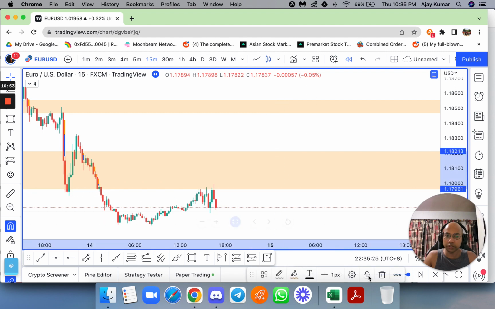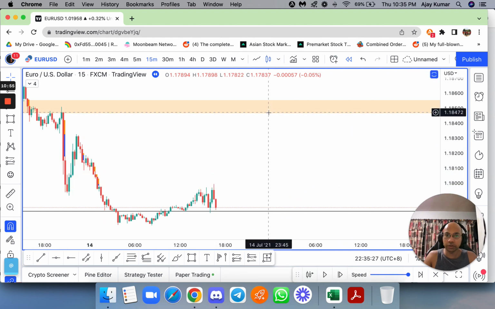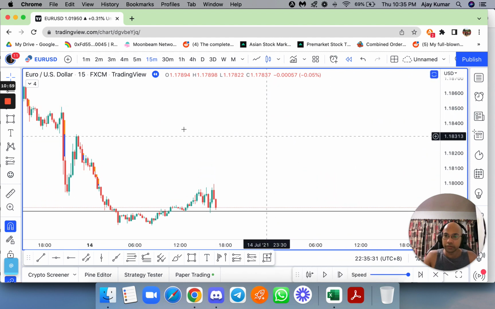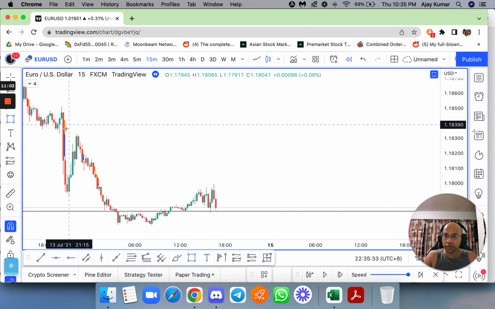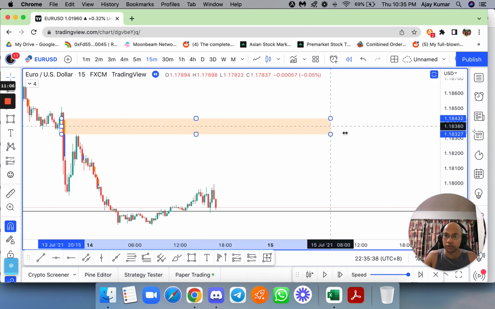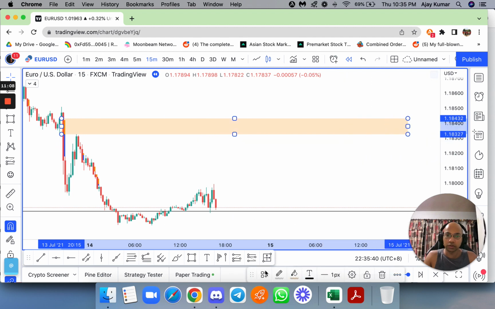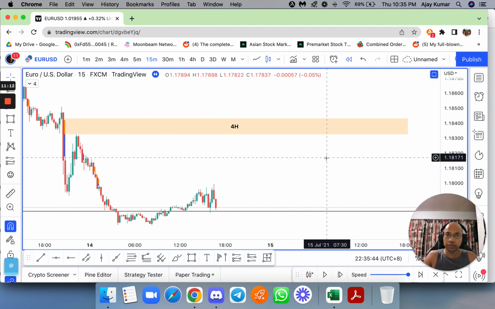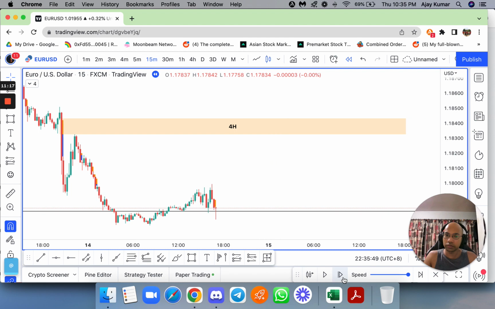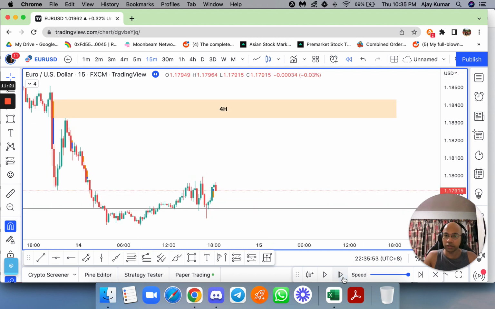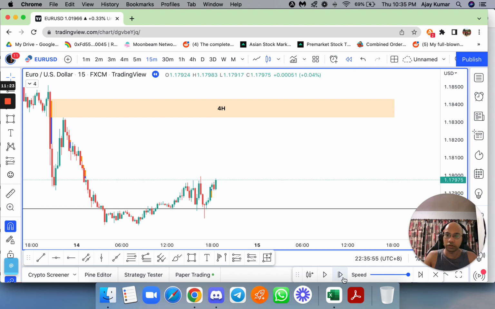We can delete these fair value gaps because they have been mitigated already. There is the fair value gap. Okay, 4 hour fair value gap. Let's see what price does now. Okay, go for another wick down. You can do it.